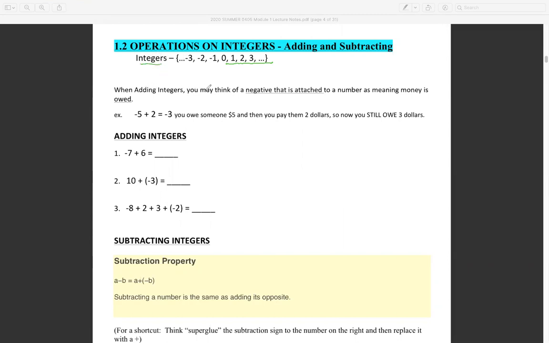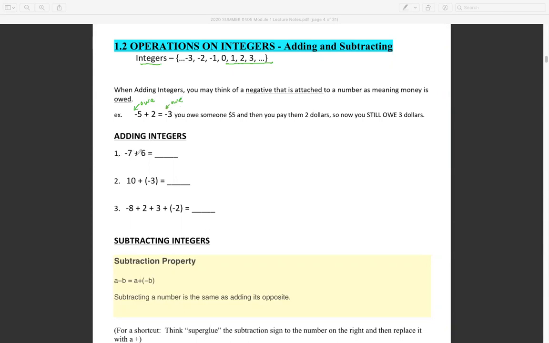When adding integers, you may think of a negative that is attached to a number as meaning money that is owed. For example, -5 plus 2, since the negative is attached to 5, that means that $5 is owed. If you pay $2, then you still owe $3.